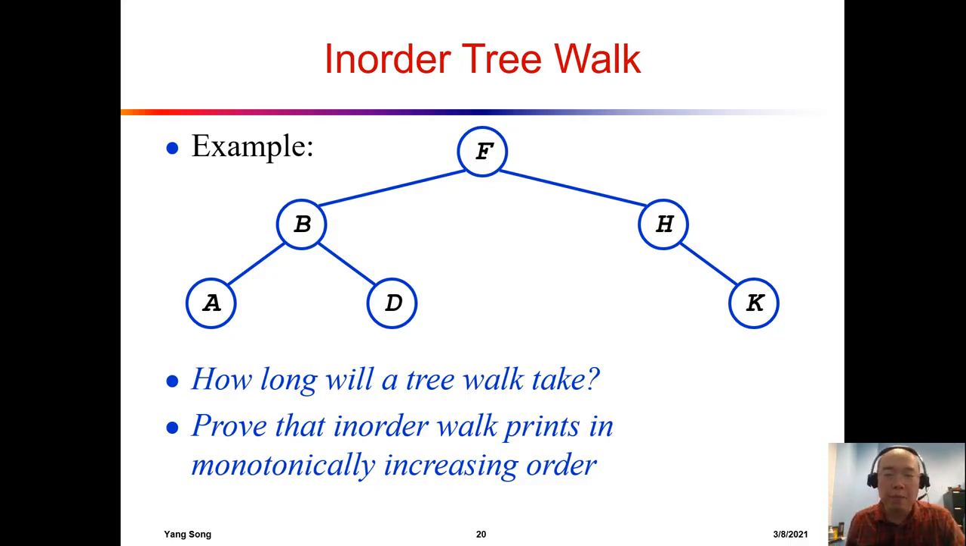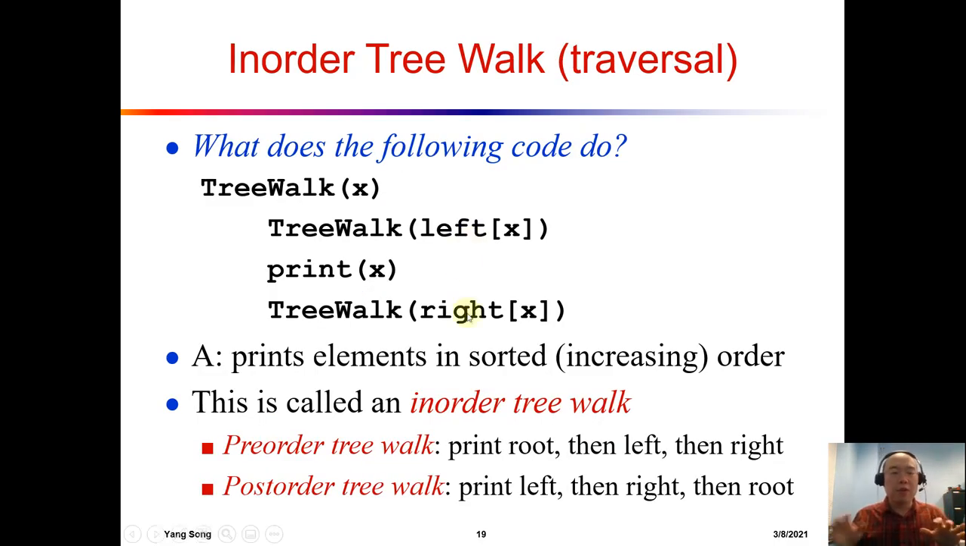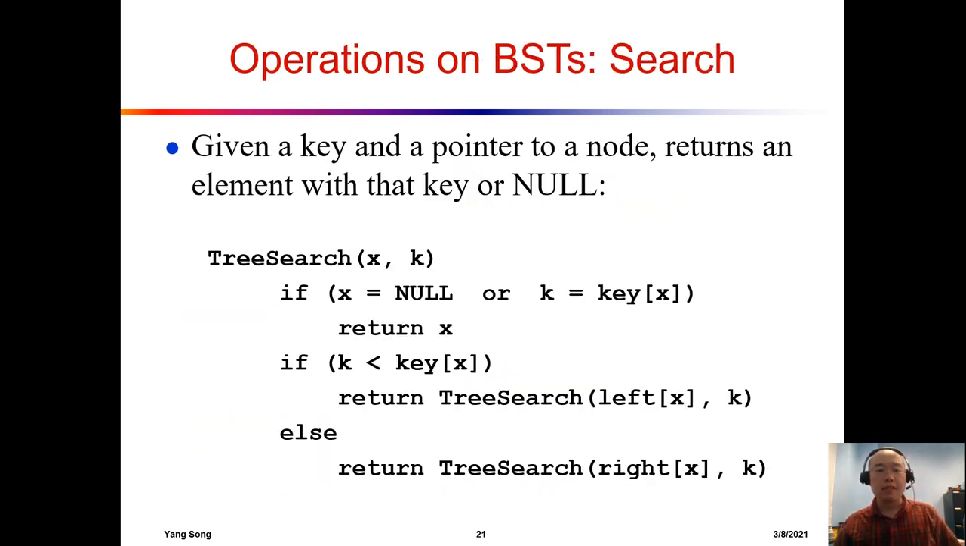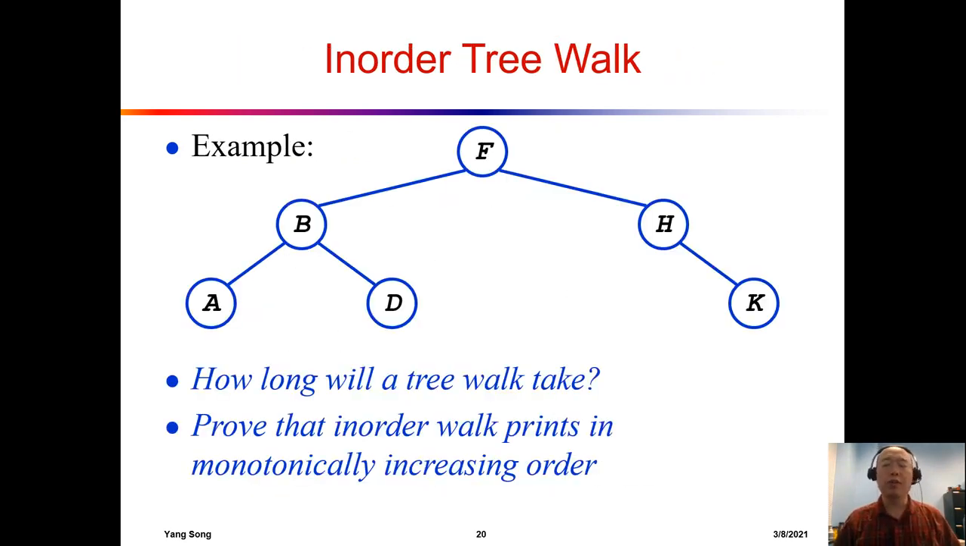So in either way, either in the scenario of B or in the scenario of H, we are doing the right thing. This will guarantee that when we are doing the in-order tree traversal, we are printing all the elements or all the key values from the lowest to the highest. Okay, so this is for the tree walk or the tree traversal.